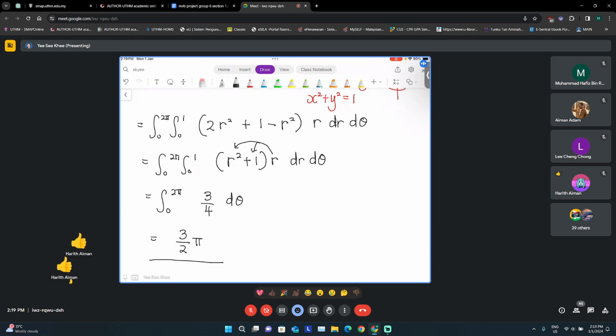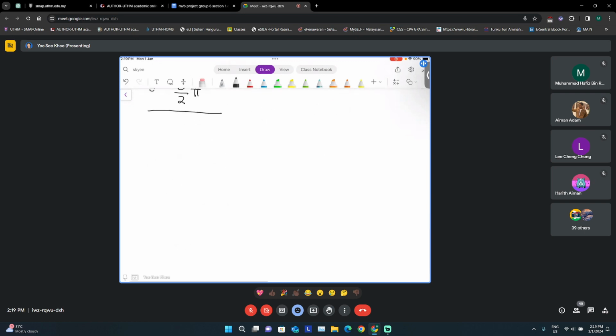Maybe we could try question number 2. So question number 1 is just about calculating the flux coming out from the surface. And question number 2 that we are going to try is about verifying the divergence theorem. So this is question number 2, same exercise 4J. So you have to verify the divergence theorem.